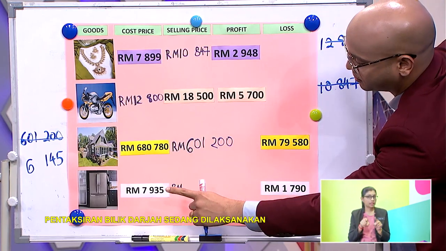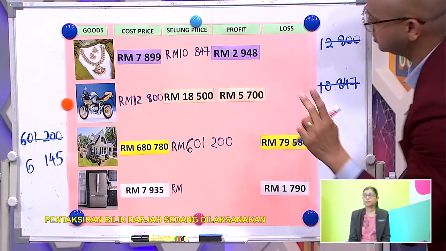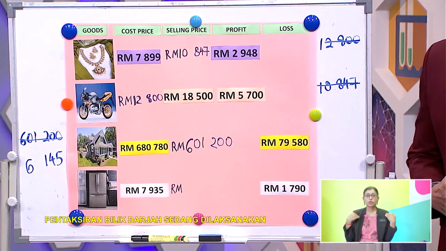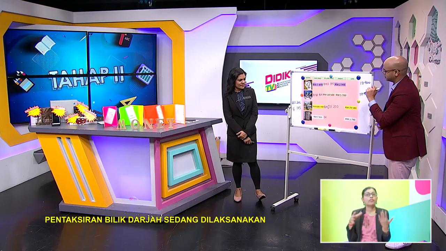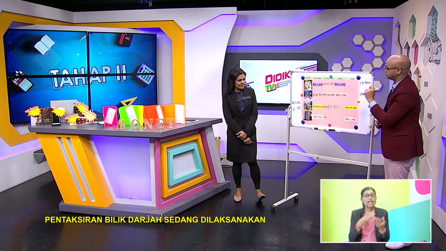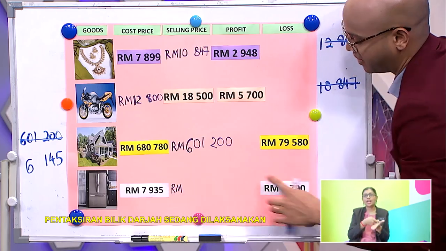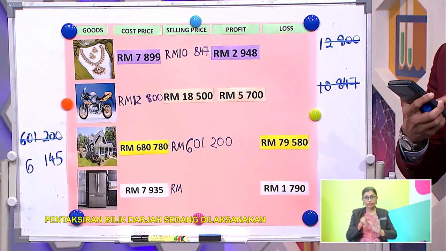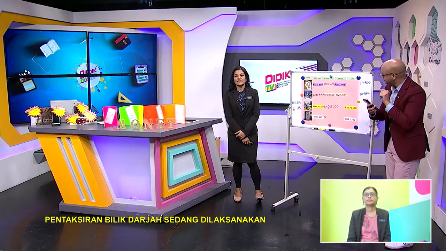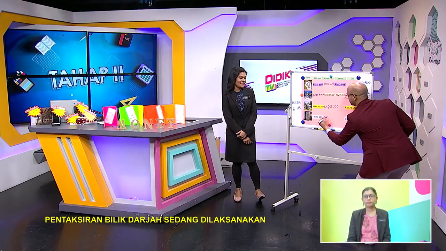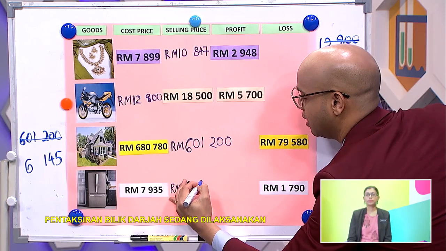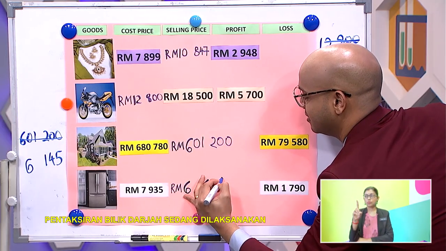This is a fridge. So we're given the cost price and a loss, like teacher Kalai has mentioned. If it has a loss, it means the selling price is sold below the cost price, lesser than the cost price. 7,935 minus 1,790. I get the same over here, 6,140. Wow, our shot is simply superb.